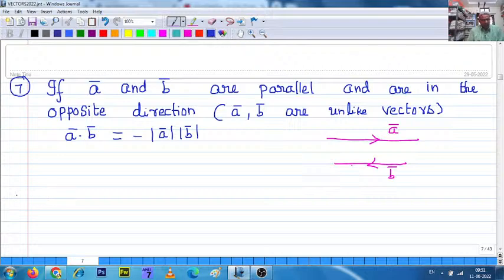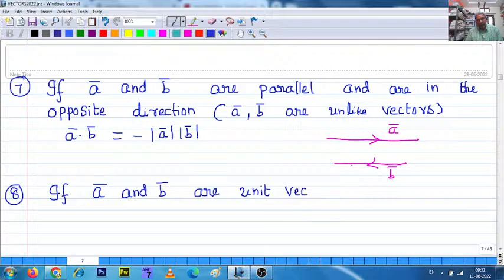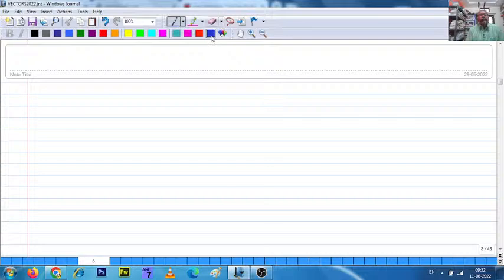And one more concept. For example, if a bar and b bar are unit vectors, unit vectors means whose moduli is 1. Then directly we can write a dot b in a very simple manner. Mod a is equal to 1, mod b is equal to 1. So obviously, directly we can write cos theta. Here cos theta is equal to a dot b because mod a mod b is equal to 1. Right. Very important concept.